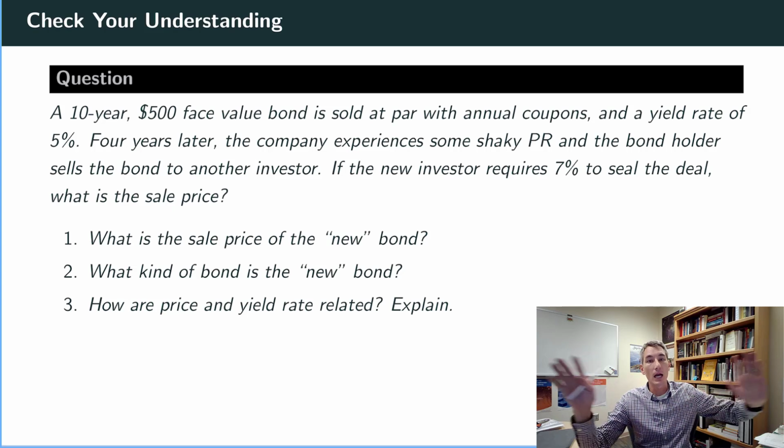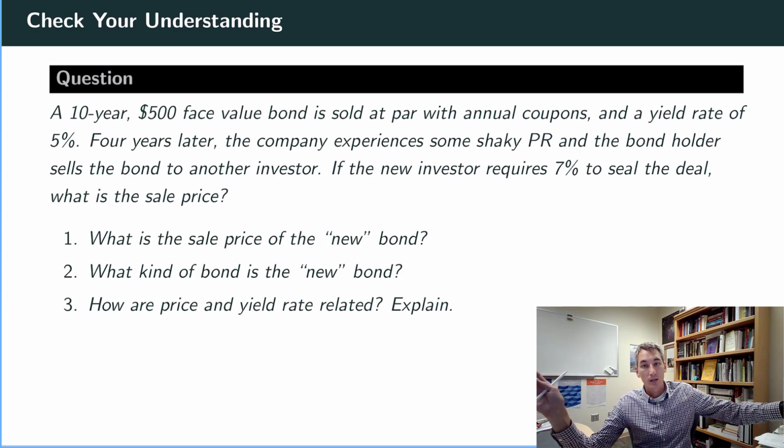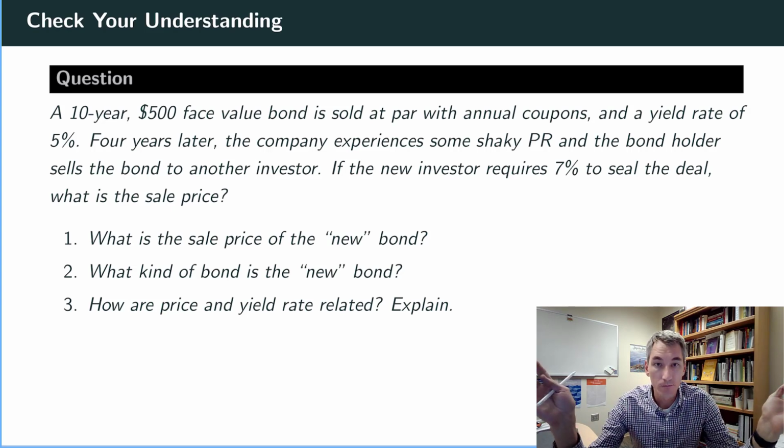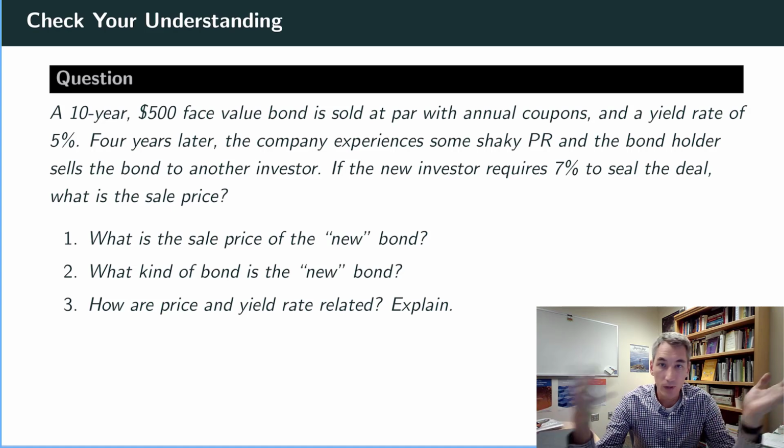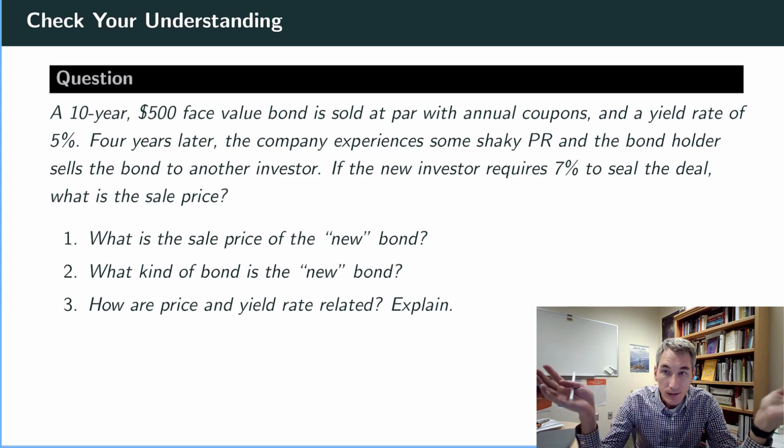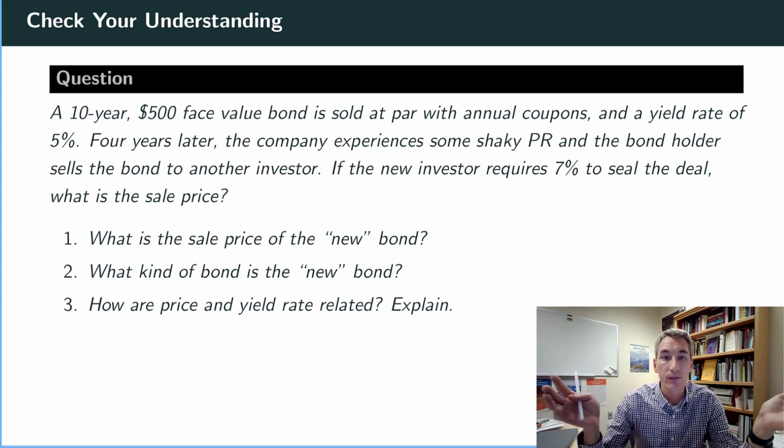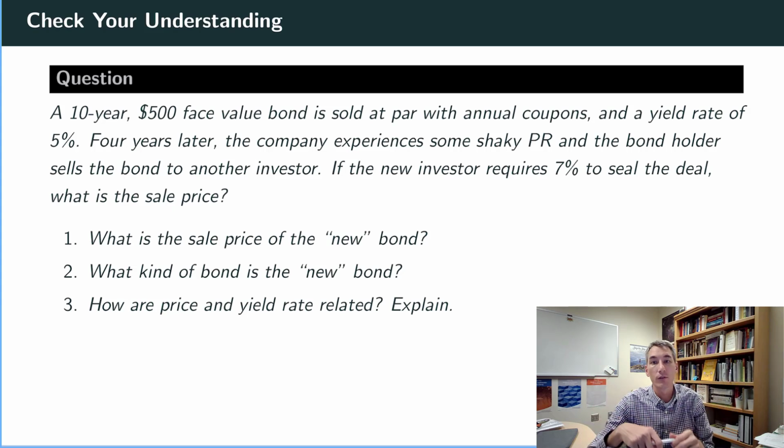Now, when you sell a bond, you got whatever you got out of it. You're selling it for a new price. So you don't get the same yield rate that you bought it with. You sold it as is, no warranty. Okay. So the new investor is going to ask for 7% to seal the deal. So he wants 7% interest. You bought it for 5% interest, but that company's got shaky PR. See? Shaky PR. He wants 7%. So what's the sale price?